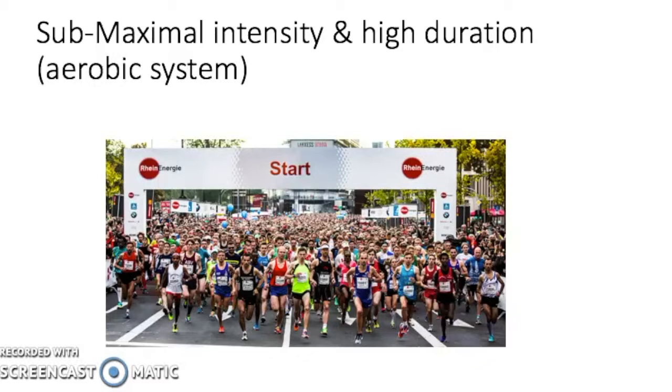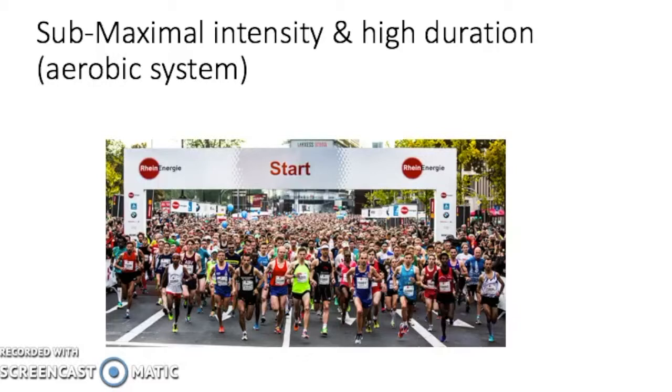However, once the system gets going, it can resynthesize ATP for very long durations of time but at a low intensity. The fuel which the aerobic system breaks down is carbohydrates such as glucose and glycogen. These carbohydrates are broken down in the process of glycolysis, Krebs cycle and electron transport chain.